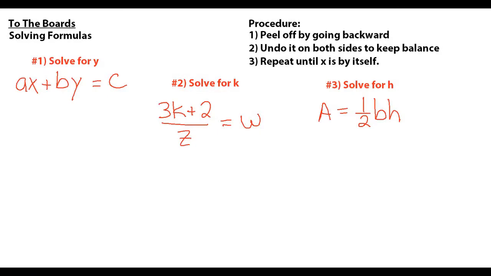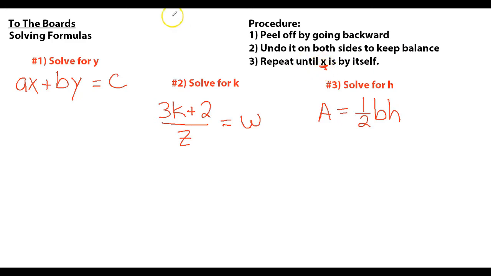Hello and welcome back to the boards. It's time for you to practice some solving formula questions. We're going to use the same three-step procedure that we used in the last section. First step, peel off by going backwards. Find the outside operation and then undo it by doing the opposite to both sides of the equation. And then repeat until you get the variable by itself.